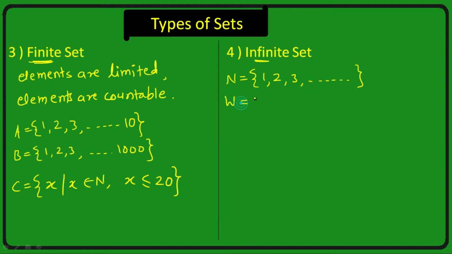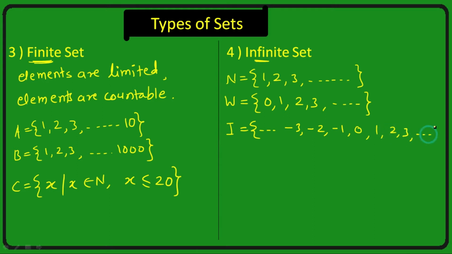Then the set of whole numbers is also an example of an infinite set. The set of integers, we know the integers, -3, -2, -1, 0, 1, 2, 3, in this way up to infinity.